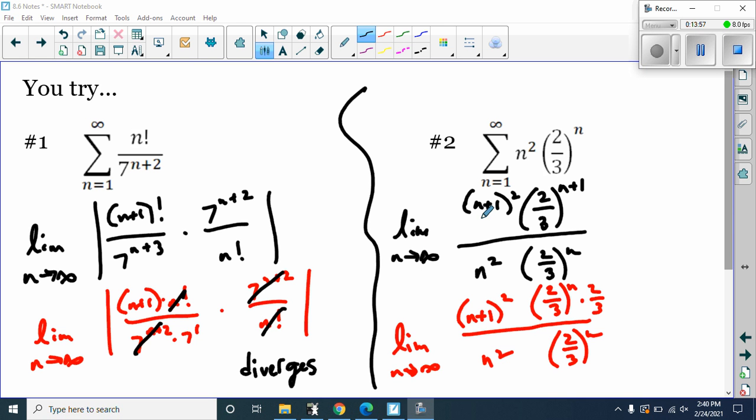For number 2, replace my n's with n+1. This one, because it's not really written as a fraction, I didn't multiply by the reciprocal, although you could. I just divided by this. Left this alone, change this to 2/3 to the n times 2/3 to the first. 2/3 to the n now cancels. Degree on the top is 2, degree on the bottom is 2, so we divide the leading coefficients, which is 2/3 divided by 1, 2/3, which is indeed less than 1, therefore this one converges.